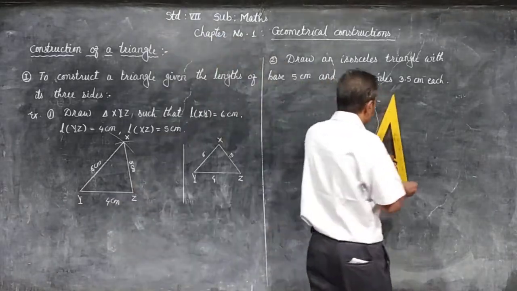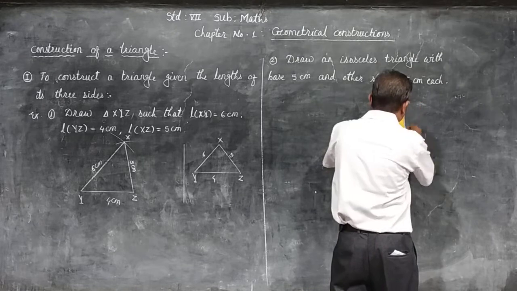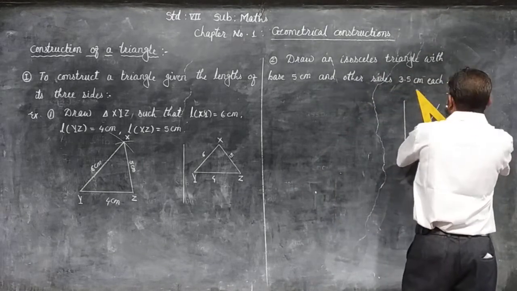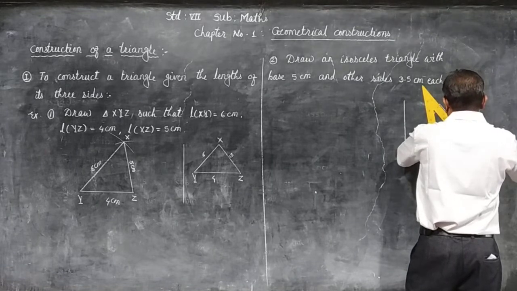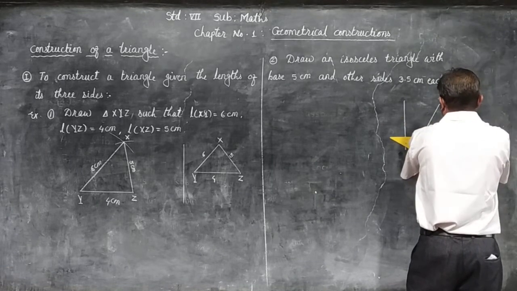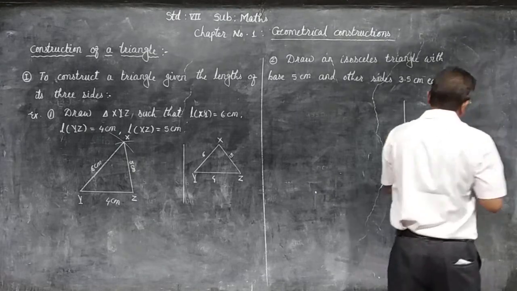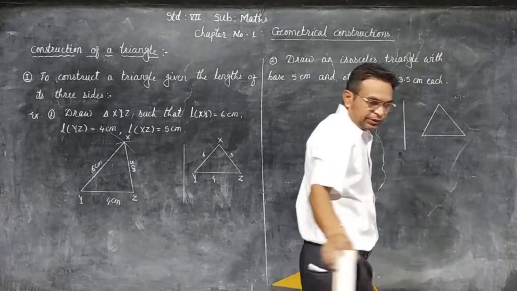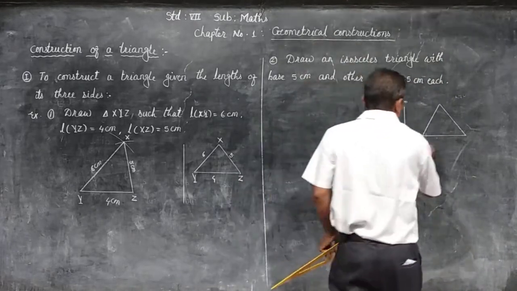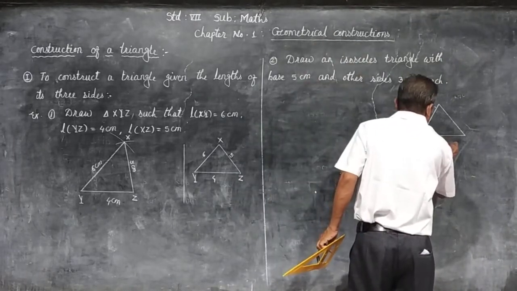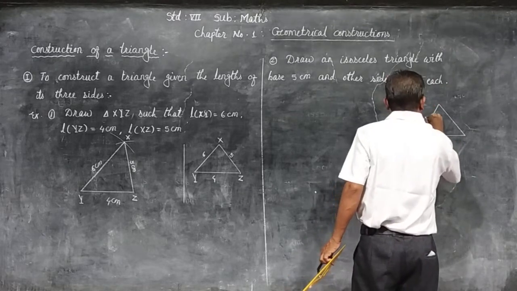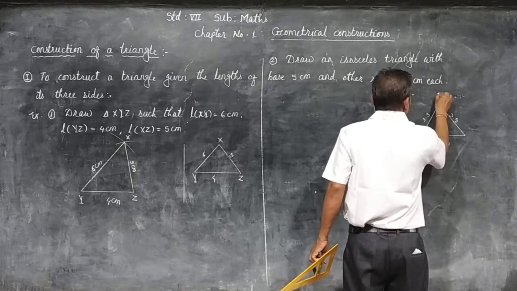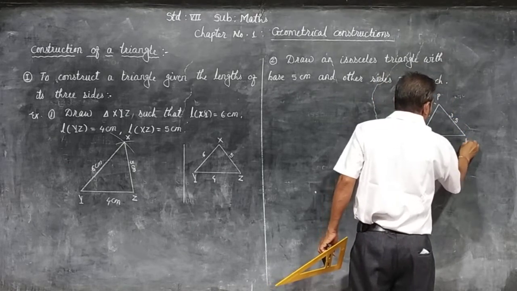Again, we will do the rough diagram. Isosceles triangle, it means base is given here 5 cm. It means 2 sides are equal. Base is 5 cm. And the other 2 sides are 3.5 each. Name the triangle PQR.